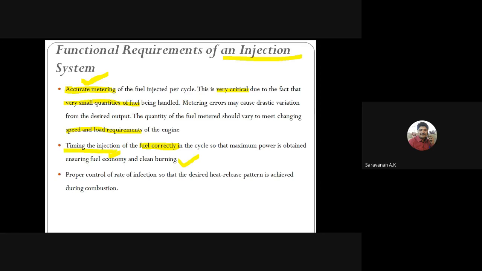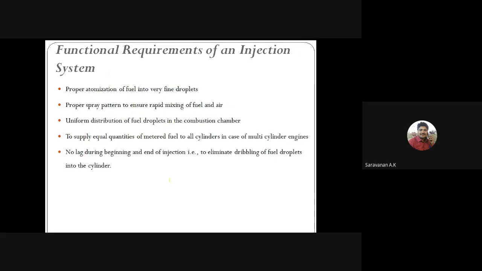Timing of the injection is very important, and the proper control of the rate of the injection, right? Same as the first point, the metering is very important. So the proper control of the fuel that will be injected, that's very important. And here we have some pattern of the sprays, right? How the pattern will be for burning, that we have to see. Then the proper atomization. What is atomization here? The proper atomization of the fuel is very important.